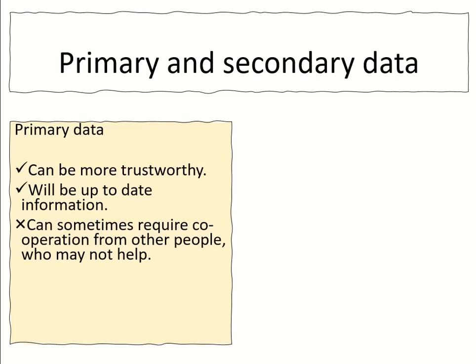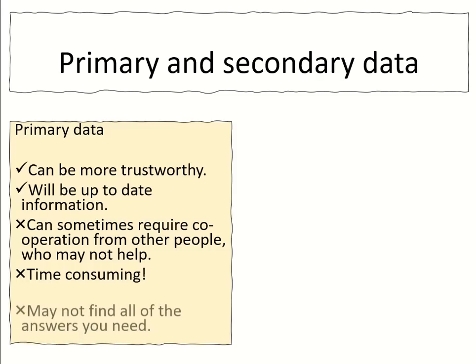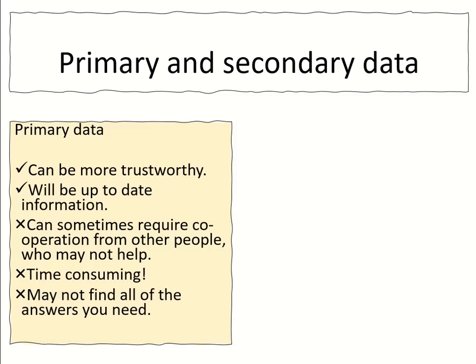However, primary data can sometimes require cooperation from other people who may not help. If I'm doing a survey, they might not want to answer it. It's very, very time consuming doing primary data, and we might not always find the answers we need. So sometimes we might also have to refer to secondary data, which is using data that someone else has collected.